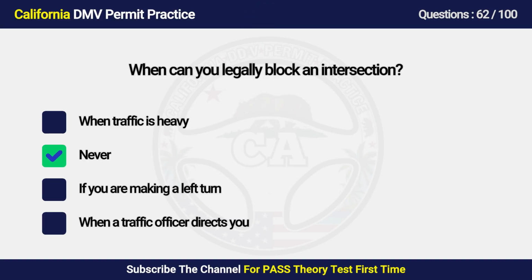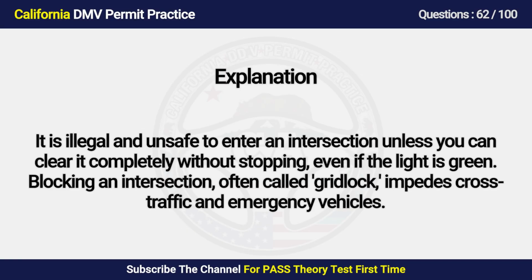Answer is B. Never. It is illegal and unsafe to enter an intersection unless you can clear it completely without stopping, even if the light is green. Blocking an intersection, often called gridlock, impedes emergency vehicles.